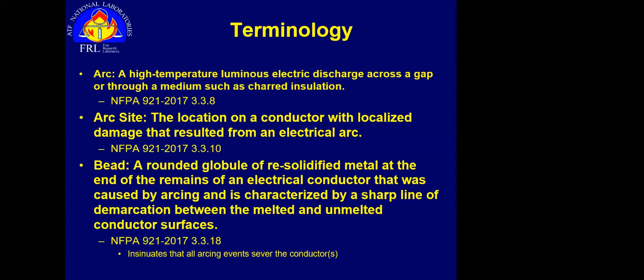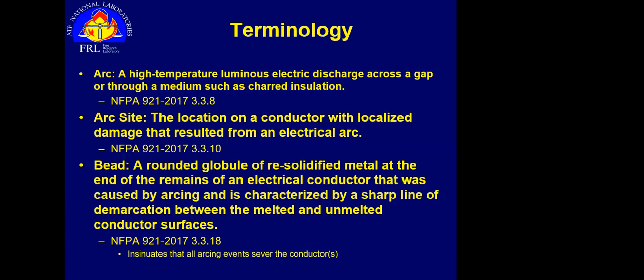921 refers to an arc site as the location with the damage caused by an arc. A bead is defined as a rounded globule of resolidified metal. What I don't like about this definition is it says it's on the ends of the remains of a conductor, which, like I said, you can see at the bottom here, insinuates that every arcing event results in the conductor or conductors being severed, which is definitely not the case.